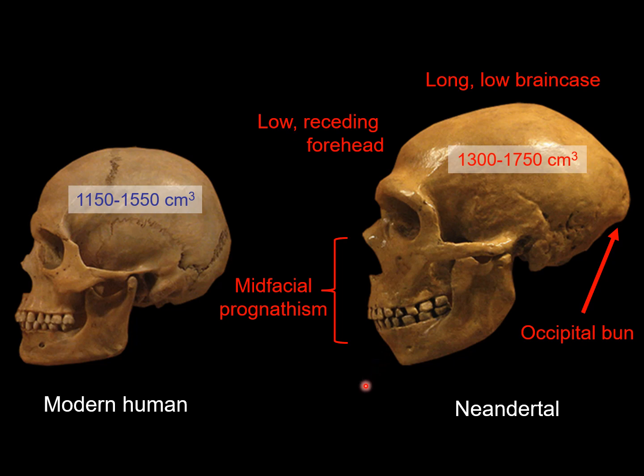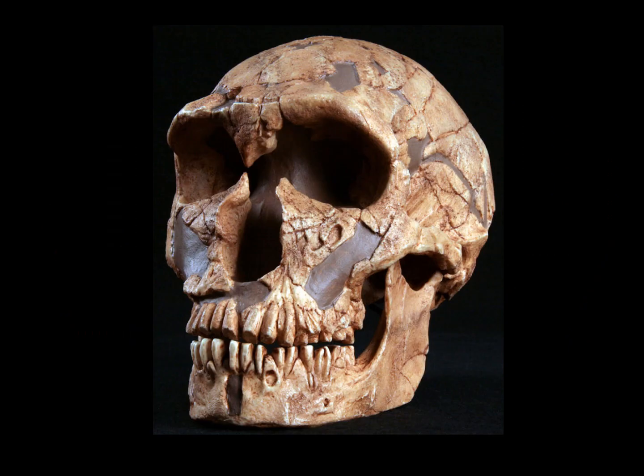And as I mentioned, when I overlaid the human on top of Neanderthal, the mid-face of Neanderthals sticks out, and that's known as midfacial prognathism. And Neanderthals do not have a chin. So no hominin species has a chin except for us. And I'll go over that more next lecture.